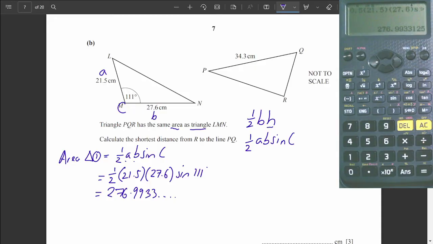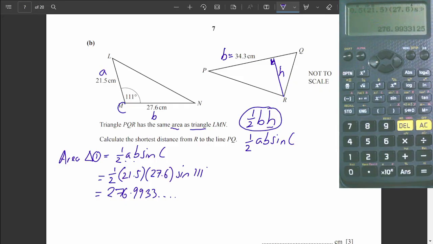They say calculate the shortest distance from R to the line PQ. So the shortest distance from R to the line PQ, which we need to recognize here, will be a perpendicular line. It will form a 90-degree right angle. Looking at that, if we turn this triangle around, this will be the base and this will be the perpendicular height. So for that one, we're going to use the second formula.